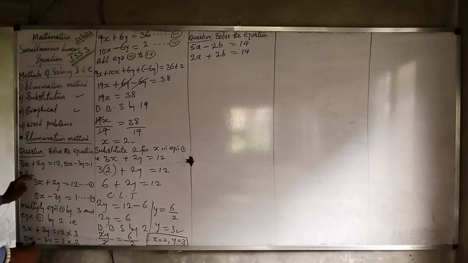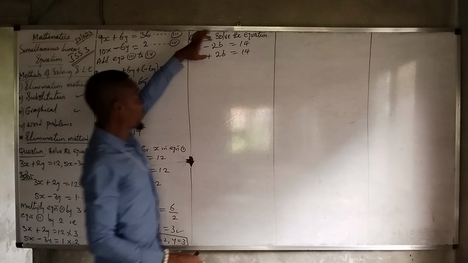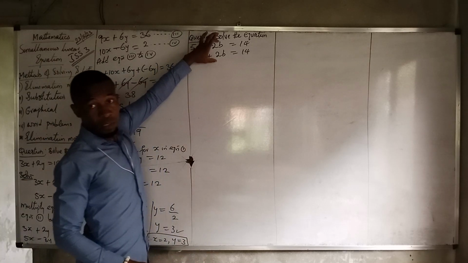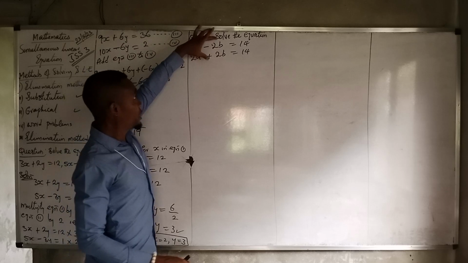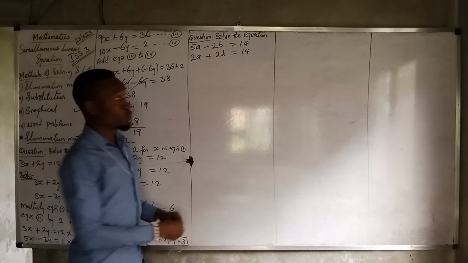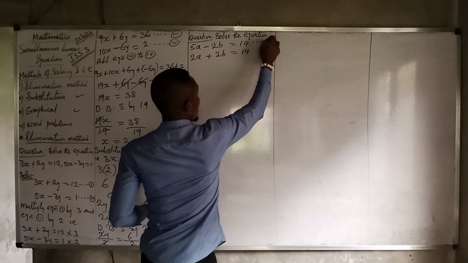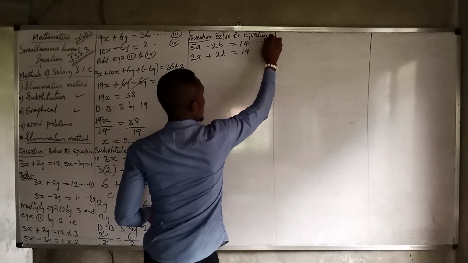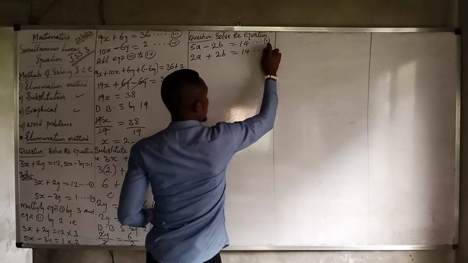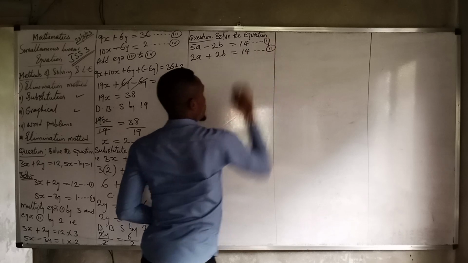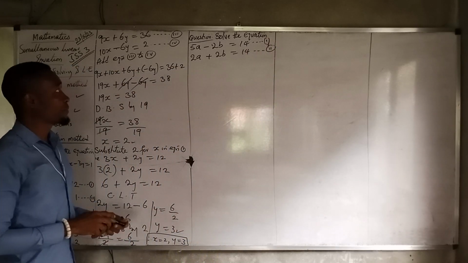In the first one, 14 is different, and none of the unknowns have the same coefficient. But in the second equation, I think it's b that has the same coefficient in both equation 1 and equation what? Equation 2. Label this as equation 1 and this as equation 2.